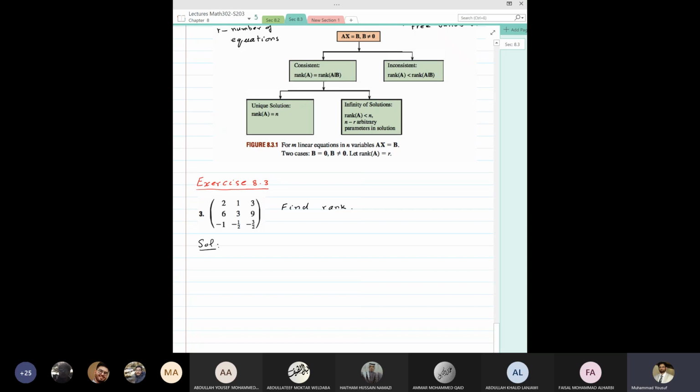What you want to do? Change 1 and 3. I think it will be complicated. Yeah, okay, no problem. We divide row 1 by 2. R1 plus 3R3. Or R1 plus 2R3. So we can do this also.